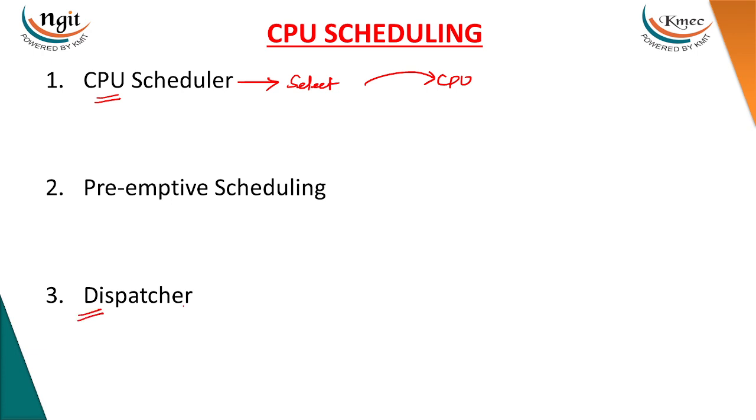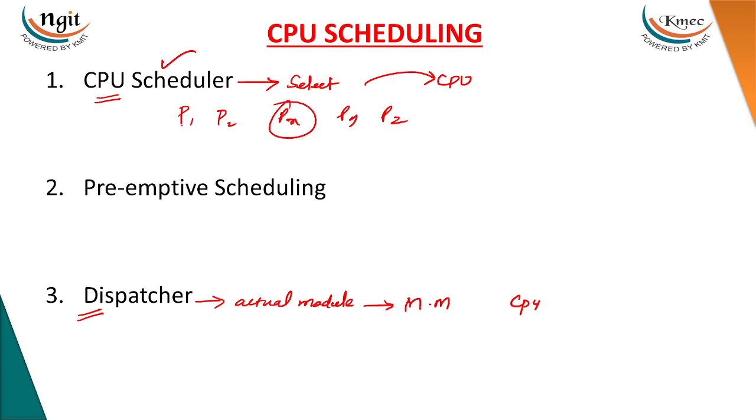Then the dispatcher is the actual module which is used to dispatch the process from main memory to the CPU. That is, among the processes selected by the CPU scheduler, P1, P2, PX, PY, PZ, suppose PX is selected for the CPU next, then the dispatcher module will send that particular PX to the CPU. That is actually done by the dispatcher module.